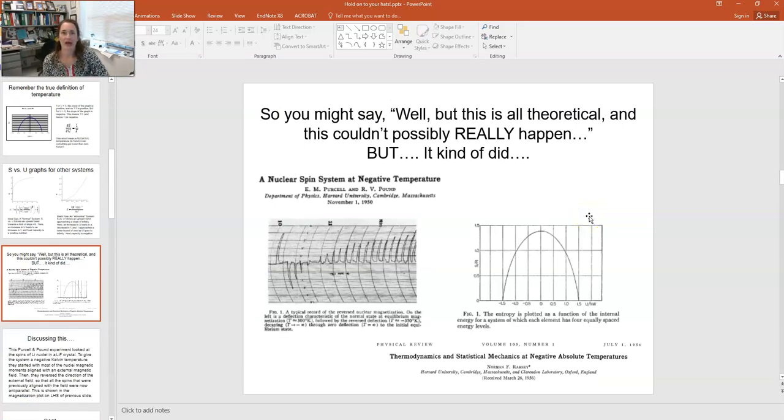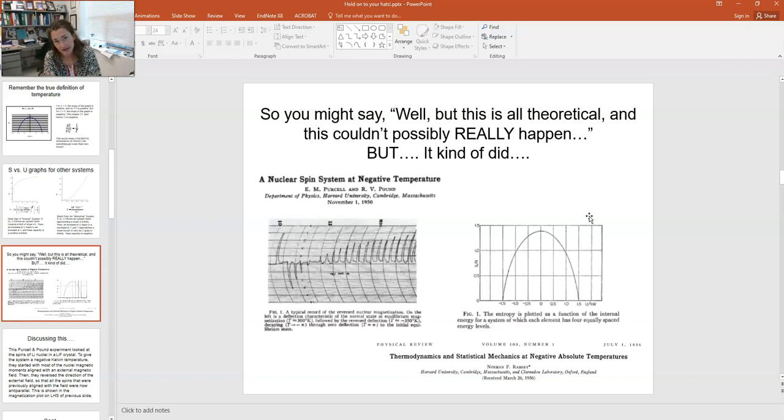Now you might be saying, okay, this is all nice, but she's kind of nuts, and this couldn't really happen. But the thing is, it does. Here are some citations from a couple of papers. One of them is from 1950, and it's entitled A Nuclear Spin System at Negative Temperature by Purcell and Pound. Okay, so this is an experiment where they actually created this system. And then the one here on the bottom is some analysis of what that would actually mean from the thermodynamics and statistical mechanics at negative absolute temperatures. And that one's by Ramsey, and it was published in 1956. So this is documented. This is real.